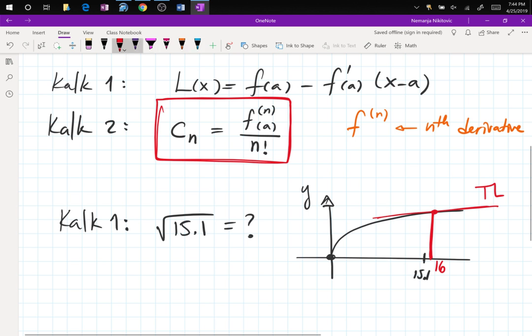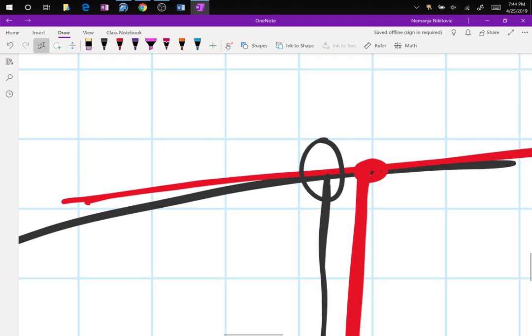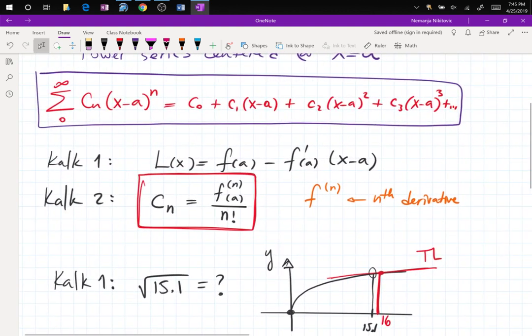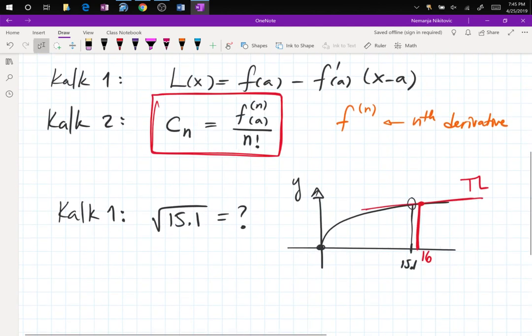Now, if I go from 15 up to 15.1, observe that the y value of the function, which is the true value, and the y value that you would get from the tangent line, they're close. So why don't I just find the tangent line and then compute 15.1 in the tangent line, because I'm just doing basic math at that point. And that's the idea of the linearization.